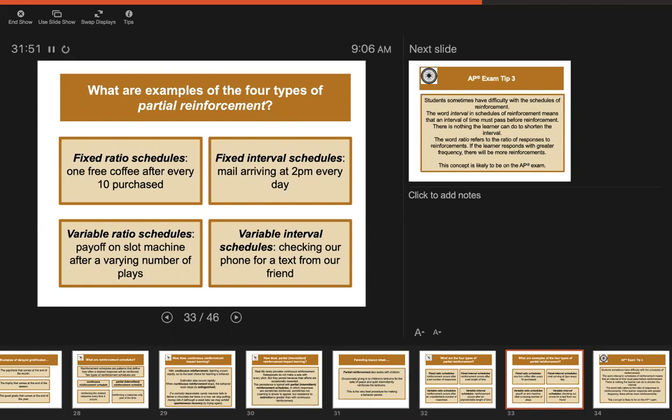A variable ratio schedule can be something very addictive: payoff on a slot machine after a varying number of plays. You don't know how many times you're gonna have to play until you get some sort of payout. A fixed interval schedule: mail arrives at 2 p.m. every single day. I wish our mail arrived every single day at the same time, but it never does. A variable interval schedule: checking our phone for a text from a friend at different time periods.